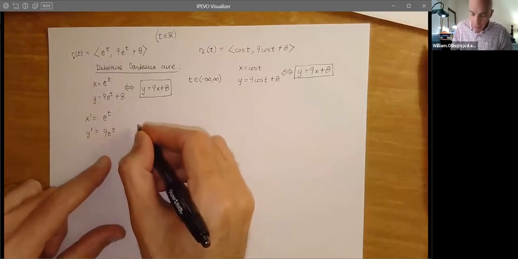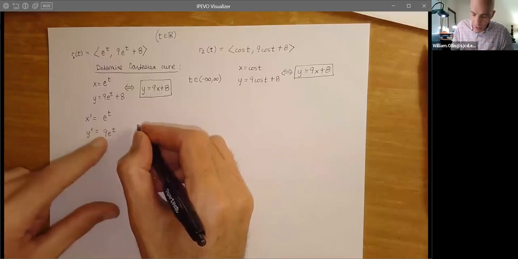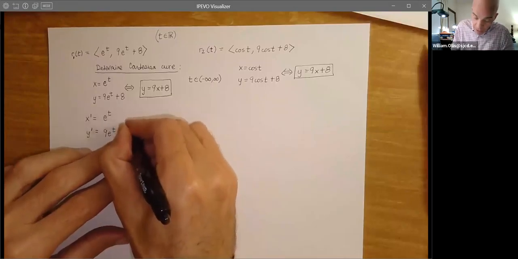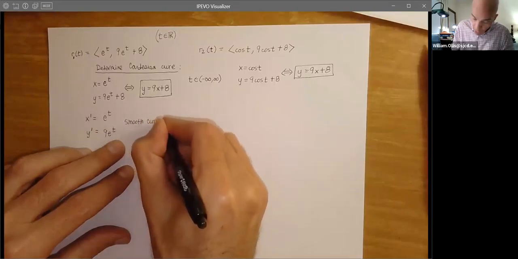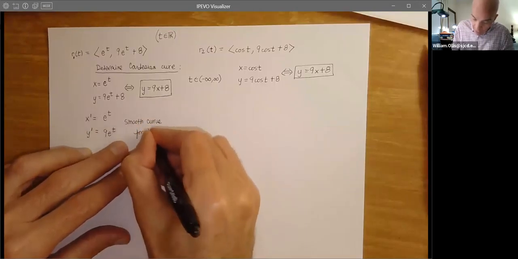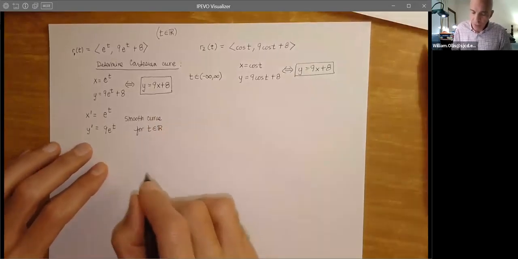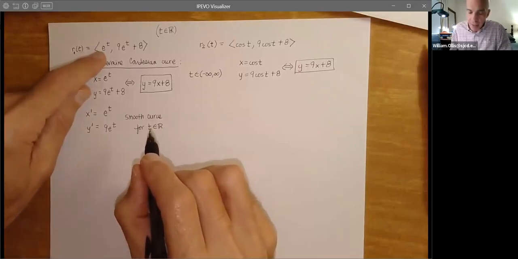And then we think, okay, well, what about x prime? X prime is going to be what? E to the t. Y prime is going to be 9e to the t. That's good. I mean, this is C1, easy, nice and continuous. First derivative, continuous, no issues. Never zero, so we can't get them simultaneously zero. So we'll say this is a smooth curve, smooth curve for t an element of R.